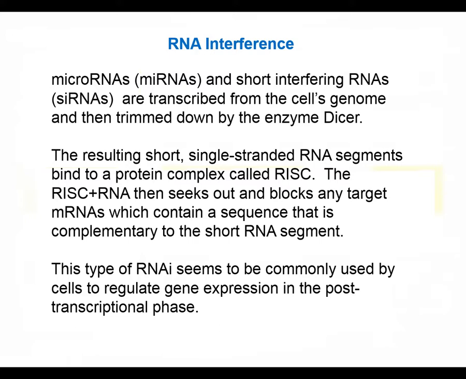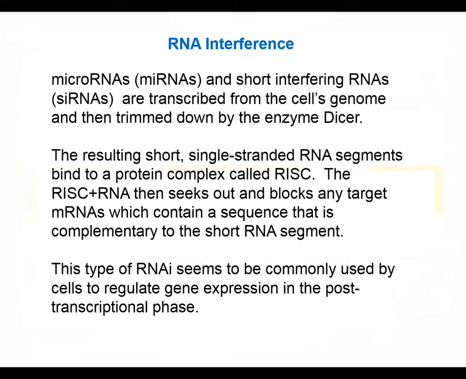And the RISC plus the RNA segment seeks out and hydrogen bonds to and blocks any target mRNA that matches with the short RNA, with the microRNA or the short interfering RNA. So it has to match in a complementary way. Now, this type of RNA interference is used by cells to regulate gene expression after transcription.